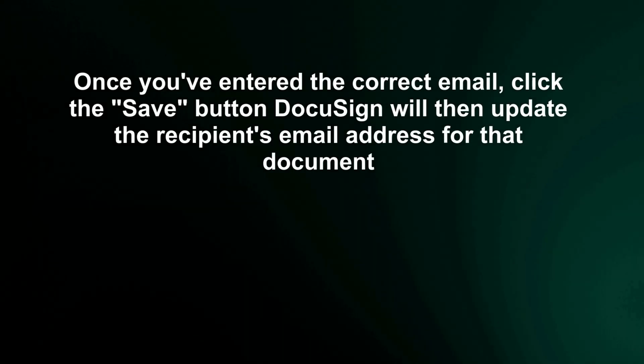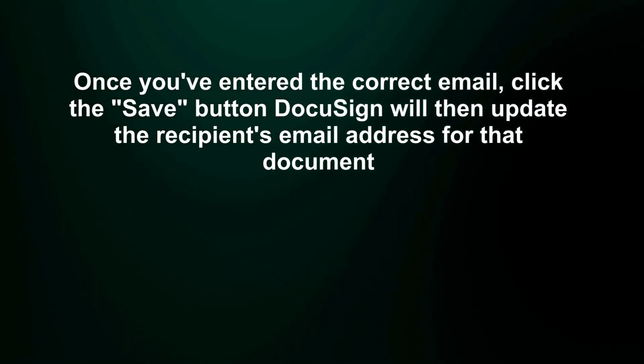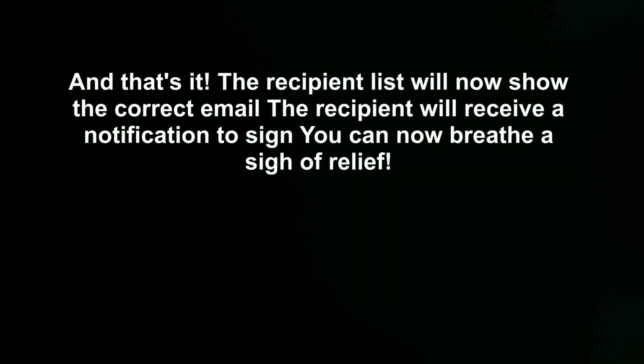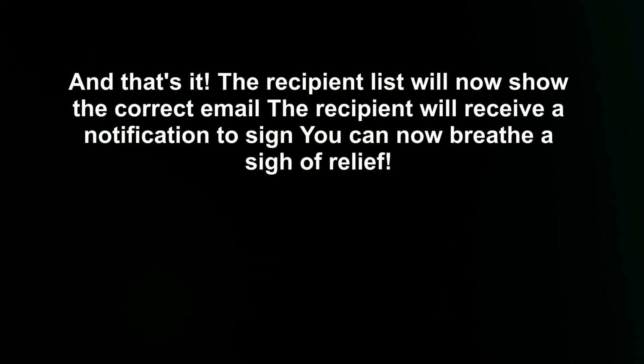Docusign will then update the recipient's email address for that document. And that's it. The recipient list will now show the correct email. The recipient will receive a notification to sign. You can now breathe a sigh of relief.